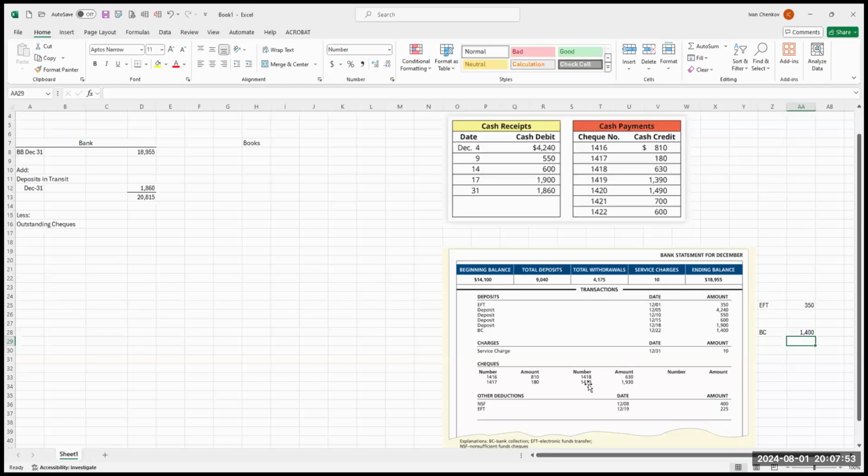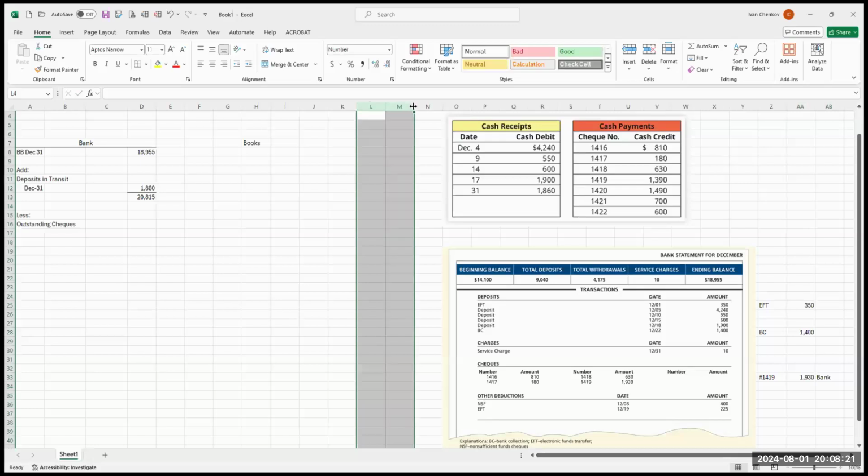The last check that was cleared in our bank account is 1419, and that amount in the bank is $1,930 that was taken out from our bank account. In our books, however, it's showing a different amount.